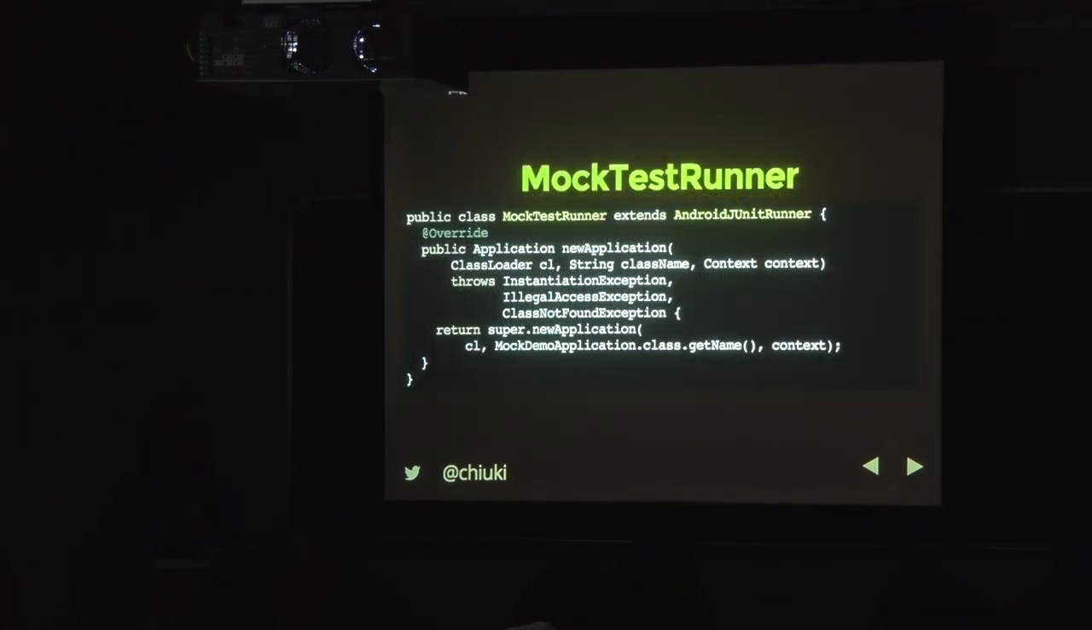This is the way. I am going to define a custom test runner. The custom test runner, what it does is that when it needs to create a new application, instead of normally, it will just use the application that's specified by your manifest, which is application. And here, what I am going to use is the mock demo application. So what I'm doing here is I'm overriding the new application function, calling the superclass, but instead of the normal name, which is passed in the string class name, I'm going to hard code the mock demo application class name. That way, every time the application is loaded by this test runner, my mock application is going to be called, and therefore the mock clock module is going to be provided.